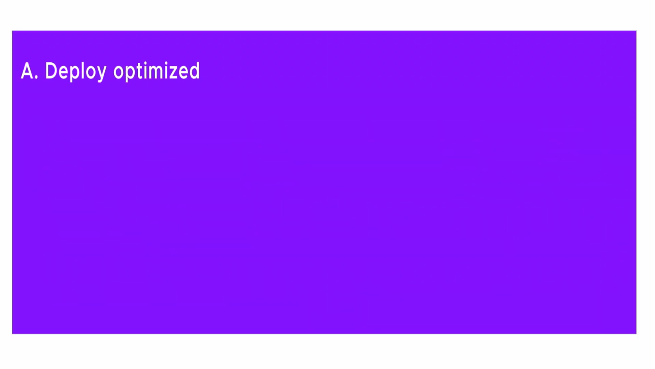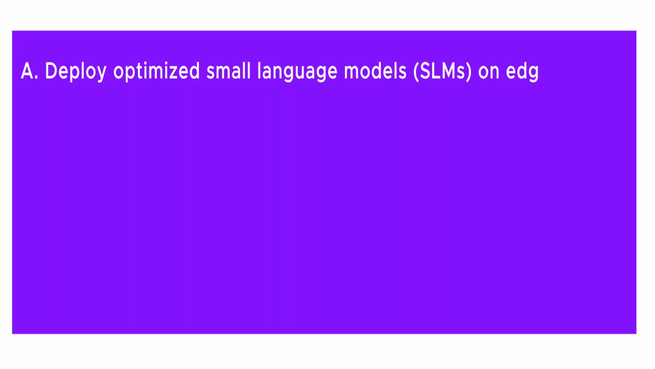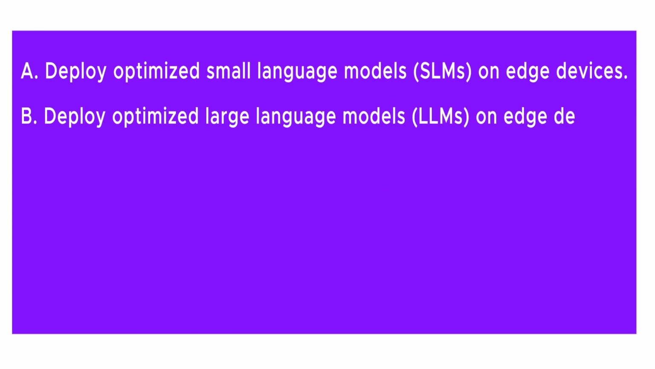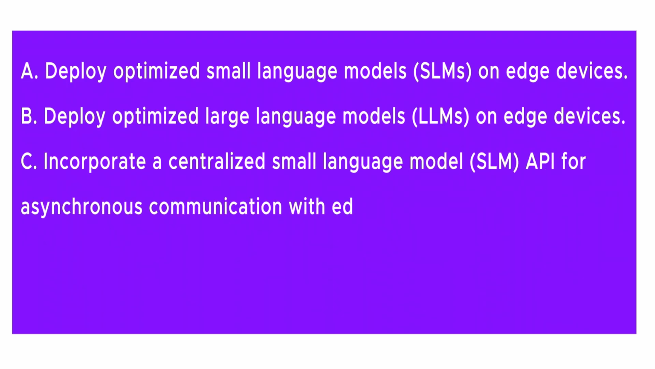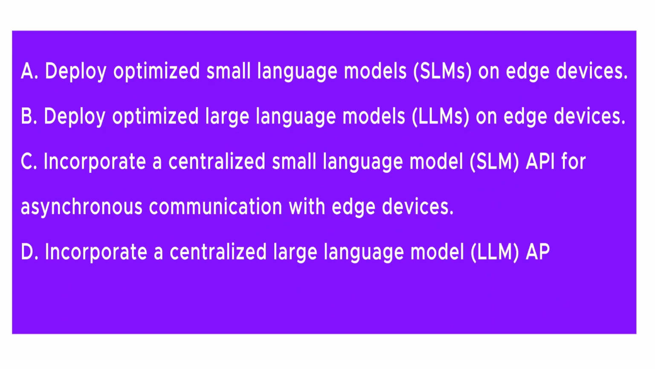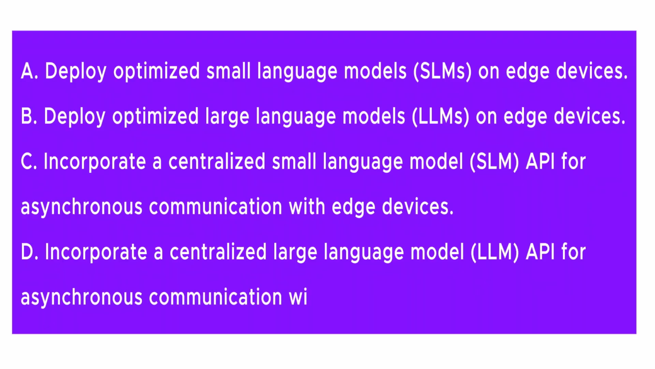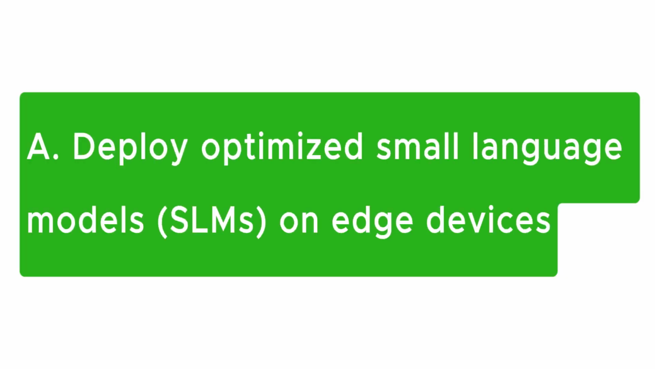A. Deploy optimized small language models, SLMs, on edge devices. B. Deploy optimized large language models, LLMs, on edge devices. C. Incorporate a centralized small language model, SLM, API for asynchronous communication with edge devices. D. Incorporate a centralized large language model, LLM, API for asynchronous communication with edge devices. Correct answer is A. Deploy optimized small language models, SLMs, on edge devices.